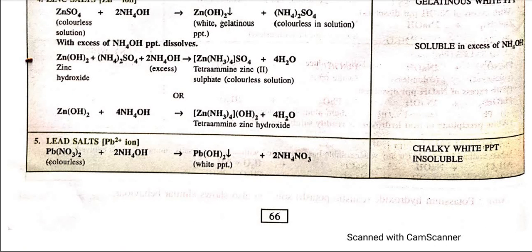Similarly, if you take a lead salt, that is lead nitrate, it reacts with ammonium hydroxide to form a white precipitate of lead hydroxide and ammonium nitrate. When you add excess ammonium hydroxide, it is insoluble and remains as it is, a chalky white precipitate.